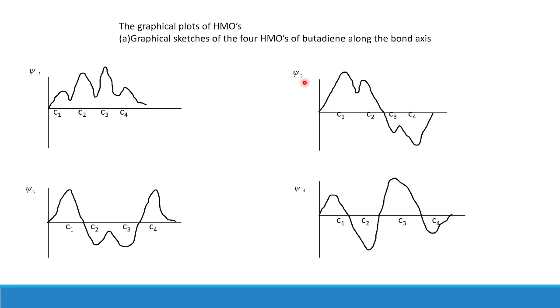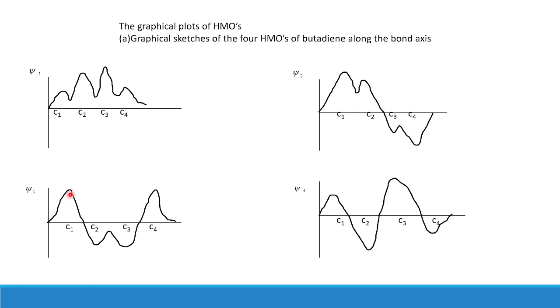Similarly, for psi 2, we know that psi 1 has no node, but psi 2 has one node. If you see the equation of psi 2, it is 0.602 P1 plus 0.372 P2 minus 0.372 P3 minus 0.602 P4. So here you can see the value 0.602, 0.372 P2, then 0. It has one node because the minus sign is there, so minus 0.372 and minus 0.602 P4. Then psi 3, it has two nodes, we can see here.